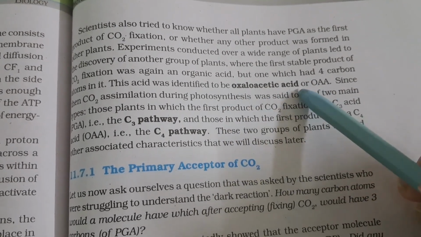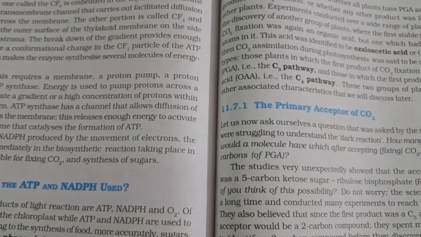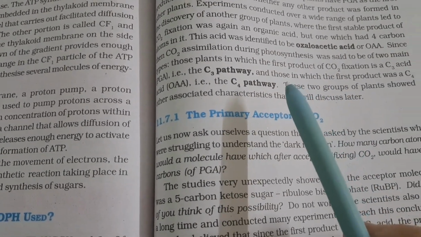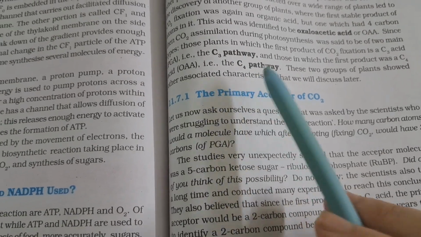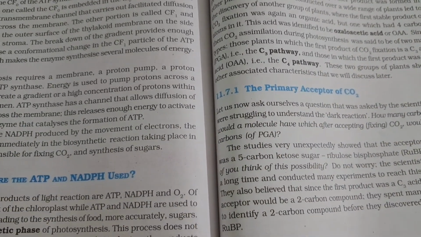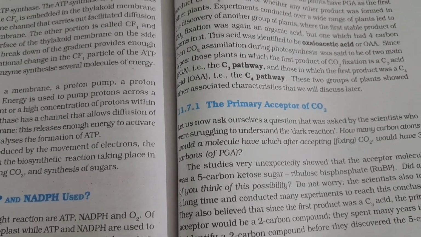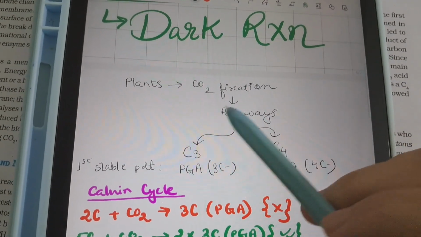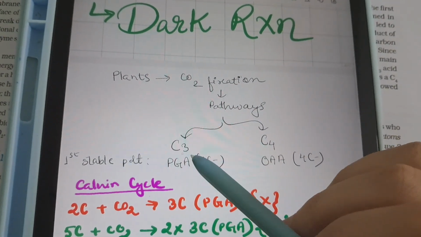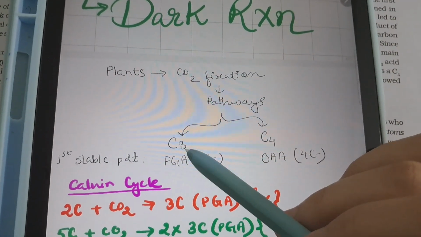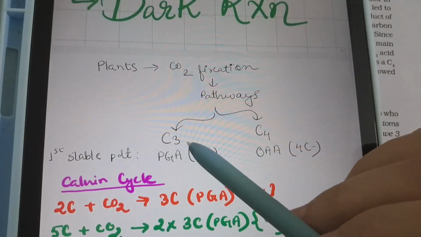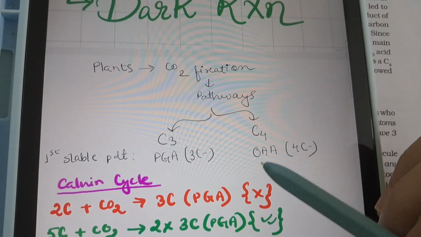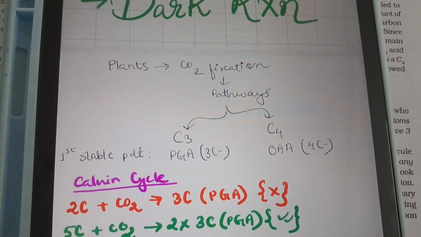So they divided the plants, saying that these plants follow two different pathways, the C3 pathway and the C4 pathway, and depending on that they distinguished the plants. In C3 plants, PGA is the first stable product after CO2 fixation, and in C4 plants it is OAA, a 4 carbon compound.